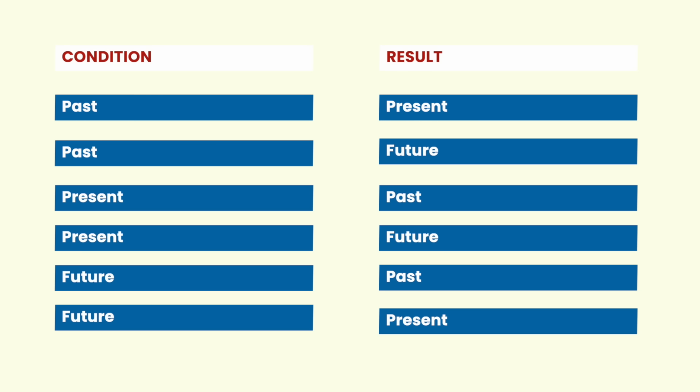Now, mixed conditionals combine different time periods in each part of the sentence. Which, when you think about it logically, means that there are 6 different mixed conditional combinations that we can have, and they're all correct. So the combinations are that we can have a past condition combined with a present or future result. We can have a present condition with a past or future result. And we have a future condition with a past or present result. I don't want to spend too much time on this, but let me just explain them briefly.